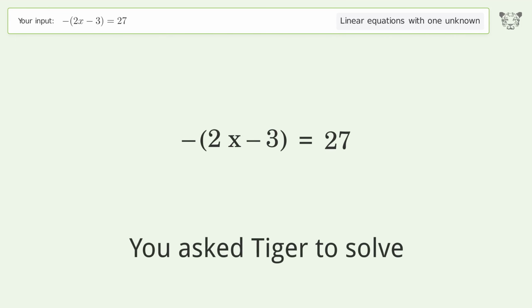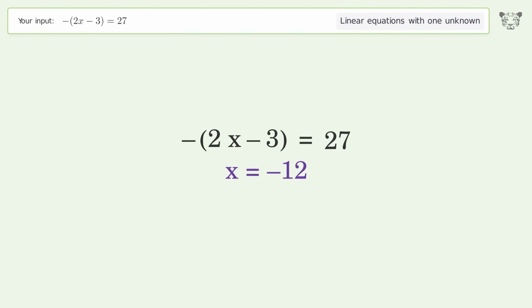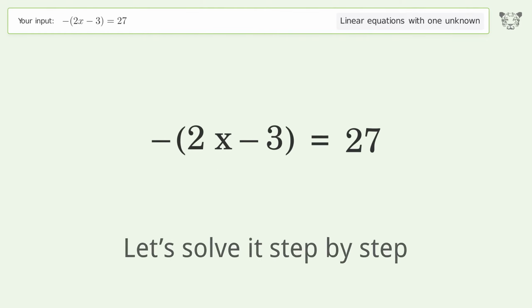You ask Tiger to solve this. This deals with linear equations with one unknown. The final result is x equals -12. Let's solve it step by step.